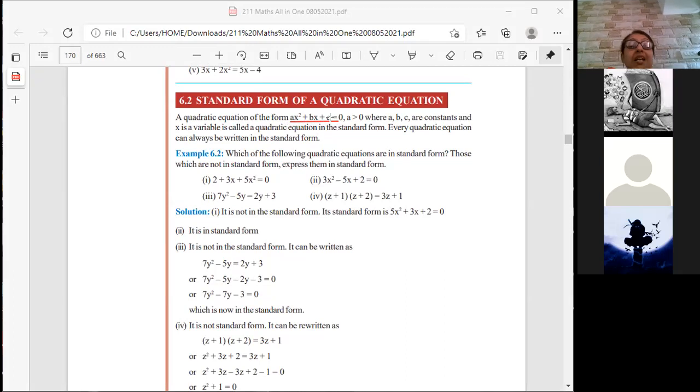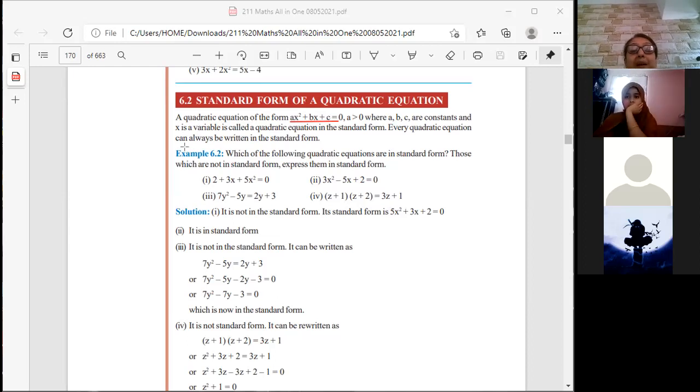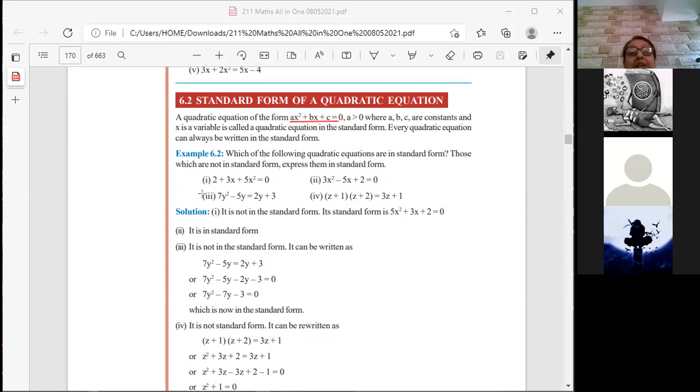Okay. Now, here in the solved example, they are asking us, which of the following quadratic equations are in the standard form? Those which are not in the standard form, write them in the standard form. Now look at the first question here. 2 plus 3x plus 5x square is equal to 0. Do you think it is in the standard form? No. Because the square has to come first. So, to write it in the standard form, we will write 5x square plus 3x plus 2 is equal to 0. Do you get it?